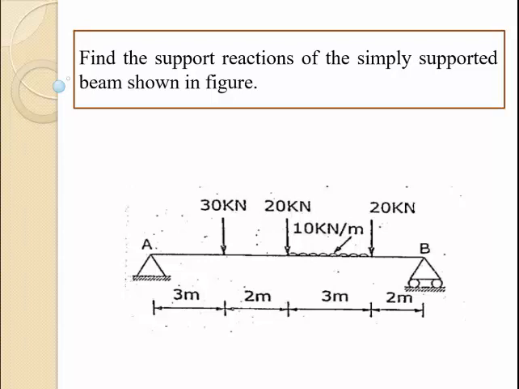Here a simply supported beam supported with a hinged support at the left end and a roller support at the right end is considered. So on the beam there are 3 point loads subjected with the magnitudes of 30 kN, 20 kN and 20 kN. A uniformly distributed load of magnitude 10 kN per meter is acting on the beam for the length 3 meter.